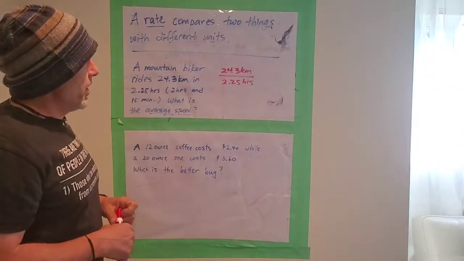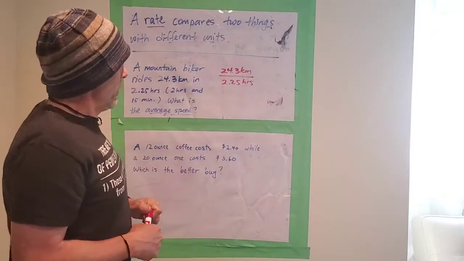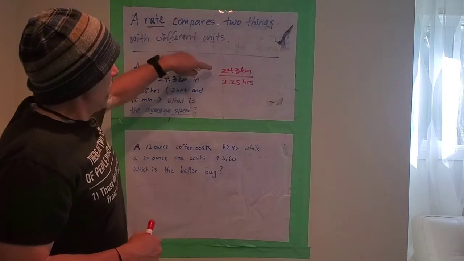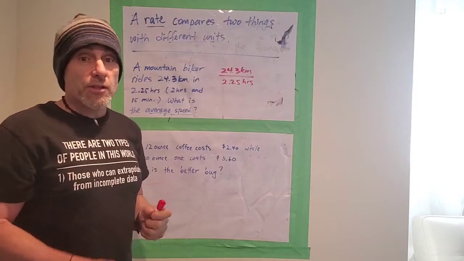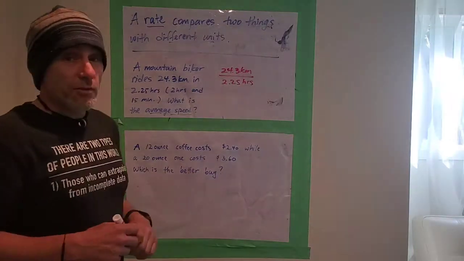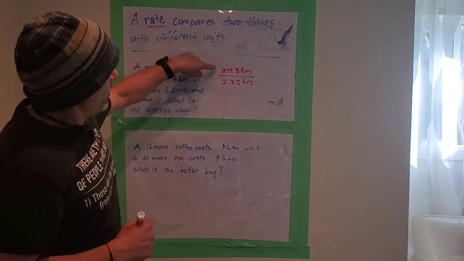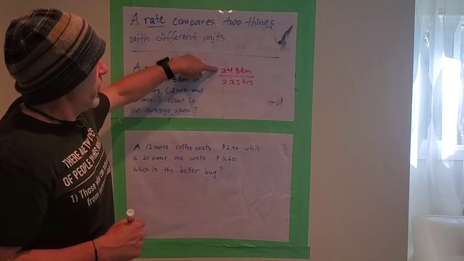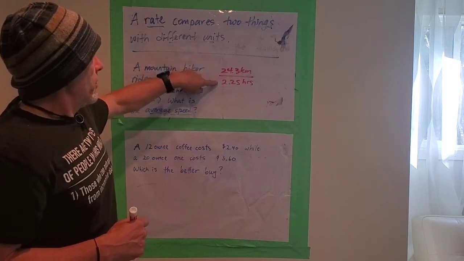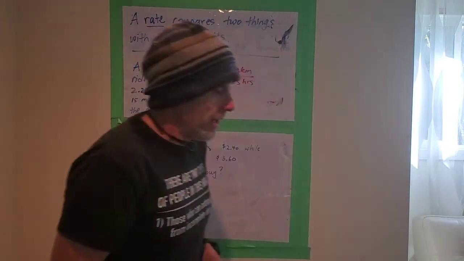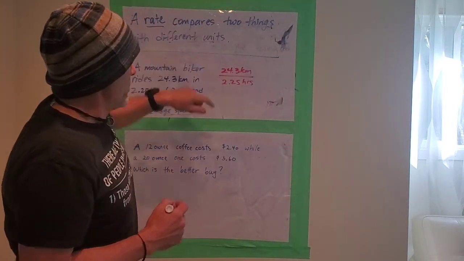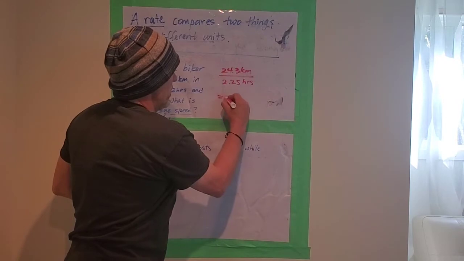So what we want to do is make it what we call a unit rate. A unit rate is, instead of how many kilometers per 2.25 hours, we want to know how many kilometers it is per 1 hour. To do this, we're going to divide. We're going to take our calculator and divide 24.3 divided by 2.25. I did that over here in advance, and if we divide these two numbers, we get 10.8.